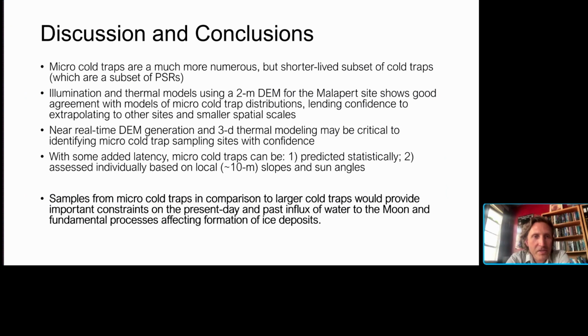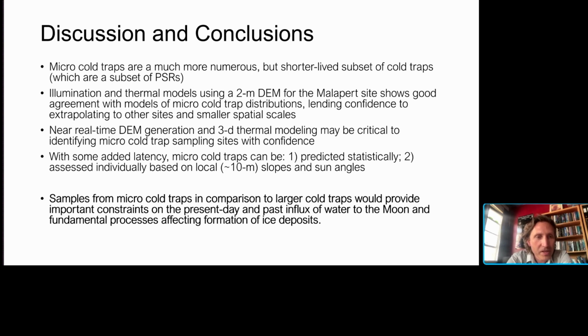So I'll summarize and then get to that last point. The micro cold traps are much more numerous than the larger cold traps, and therefore they will be encountered at any of these sites. These illumination models and thermal models that we've done show good agreement with the predictions based on the extrapolation from the Diviner observations to smaller scales.